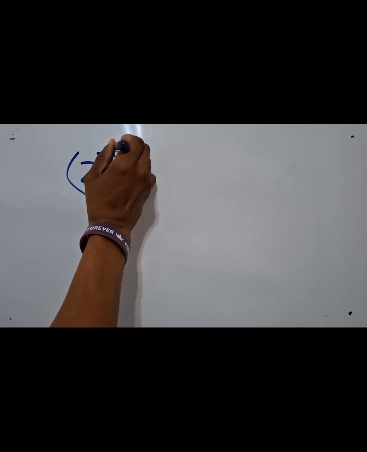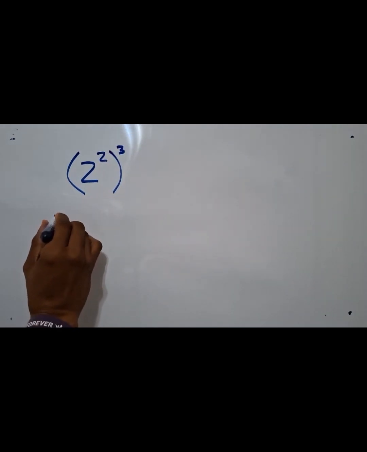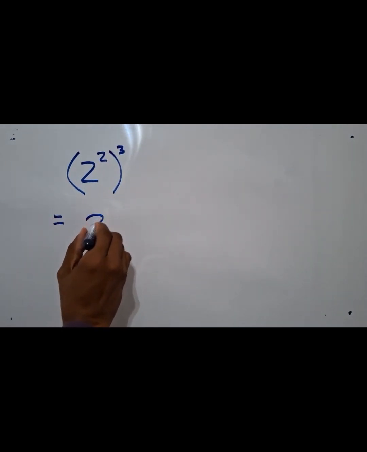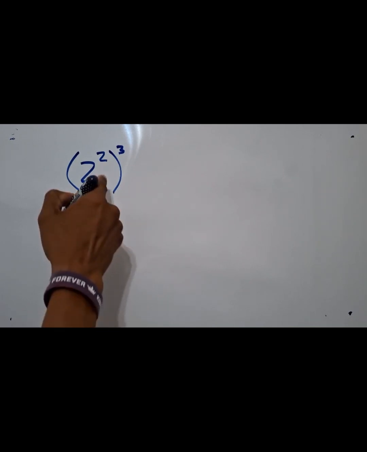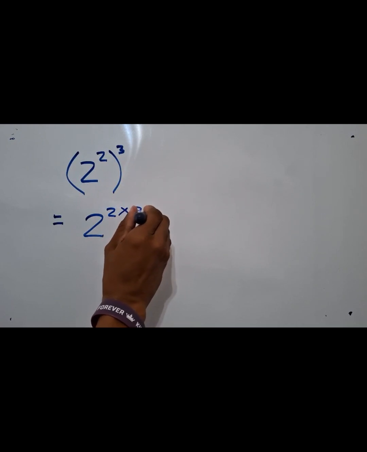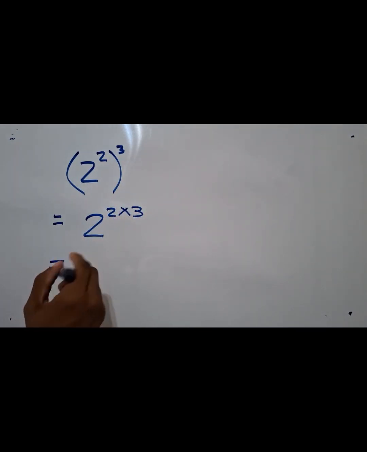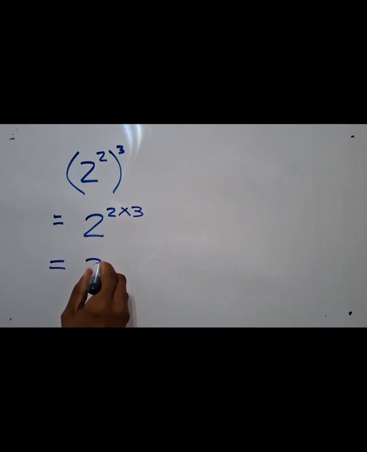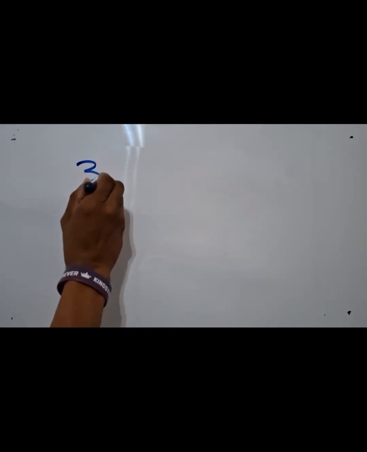All right. So 2 raised to the power 2, that's raised to a higher power, 3. Simple. 2 raised to the power 2 times 3. So once we have a number raised to a power that's in a bracket that's raised to a different power, we just multiply the powers. So that will be 2 raised to the power 6.